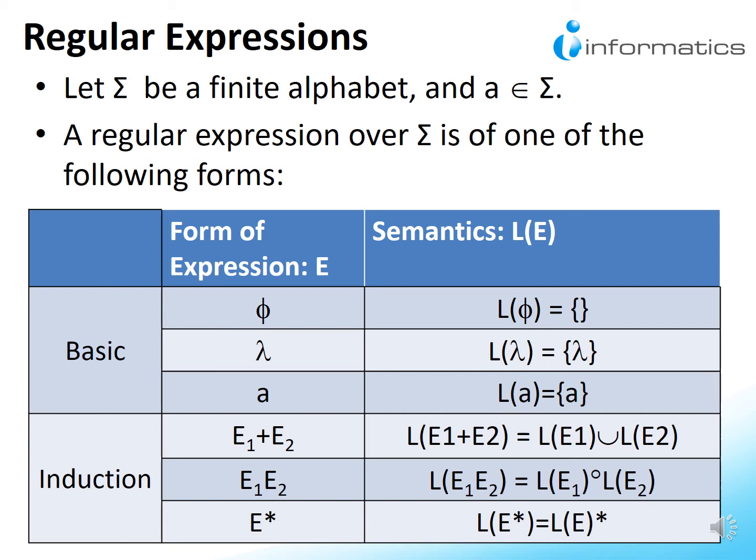From the basics, we can form complex regular expressions using the union operator, concatenation operator, and Kleene star operator. The union operator is denoted as the addition operator. So E1 plus E2 means the two languages united together. E1 concatenated with E2 means the two languages concatenated together. E star means the language itself with the Kleene star operation applied.